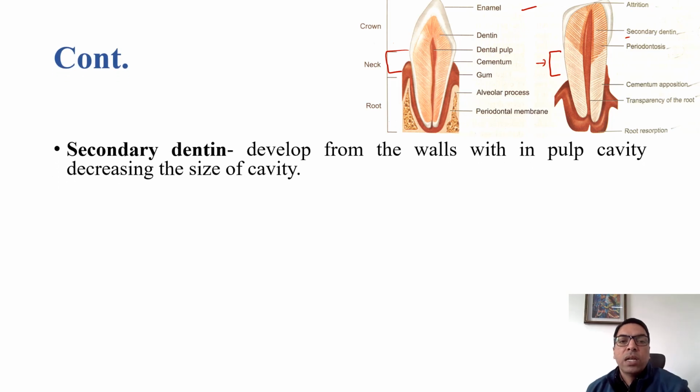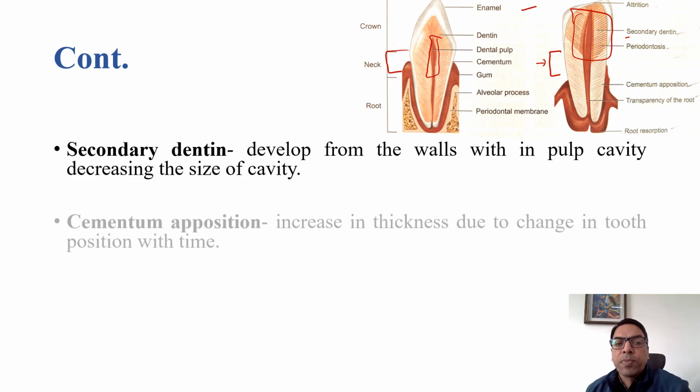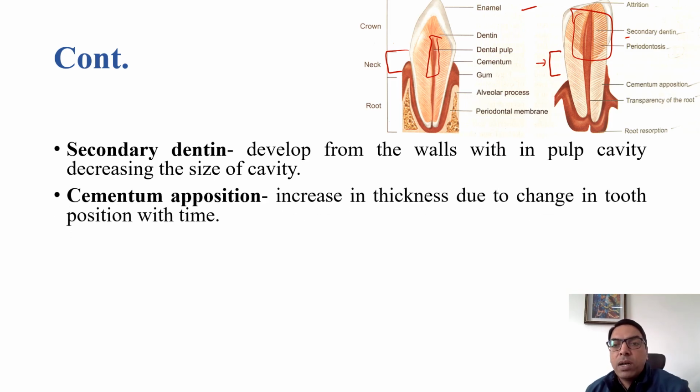Secondary dentin develops from the wall within the pulp cavity, decreasing the size of the cavity. The dental pulp cavity here is very thin, whereas if we look here, the cavity has increased, and this thing has gone. It is reduced. It was thick here, but it is reduced here.